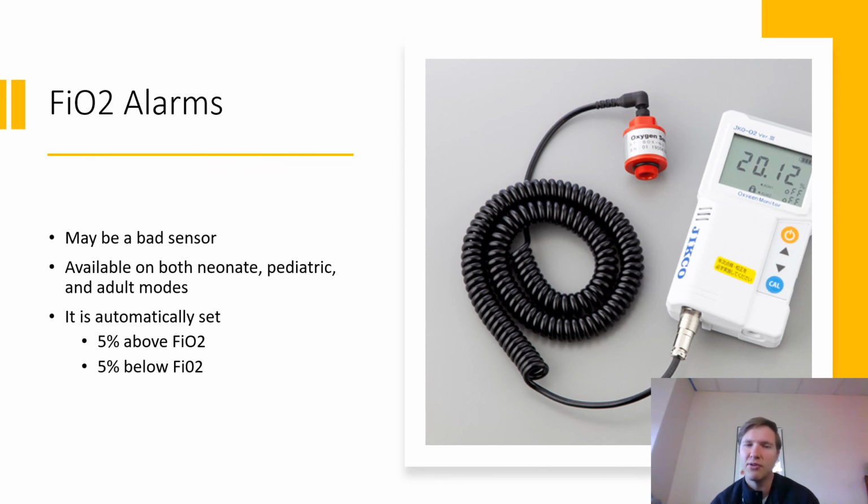It's available through all the different neonate, pediatric, and adult modes. It's usually automatically set by the manufacturer of the ventilator at 5% above or 5% below the set FiO2 on the ventilator. So if you see that, that could be it. It could be a bad sensor, or it could be a gas supply failure of oxygen, right? Something like that's going on. So it's something to check into, and something to be aware of, and in some cases it could be changed while the patient's on the machine.